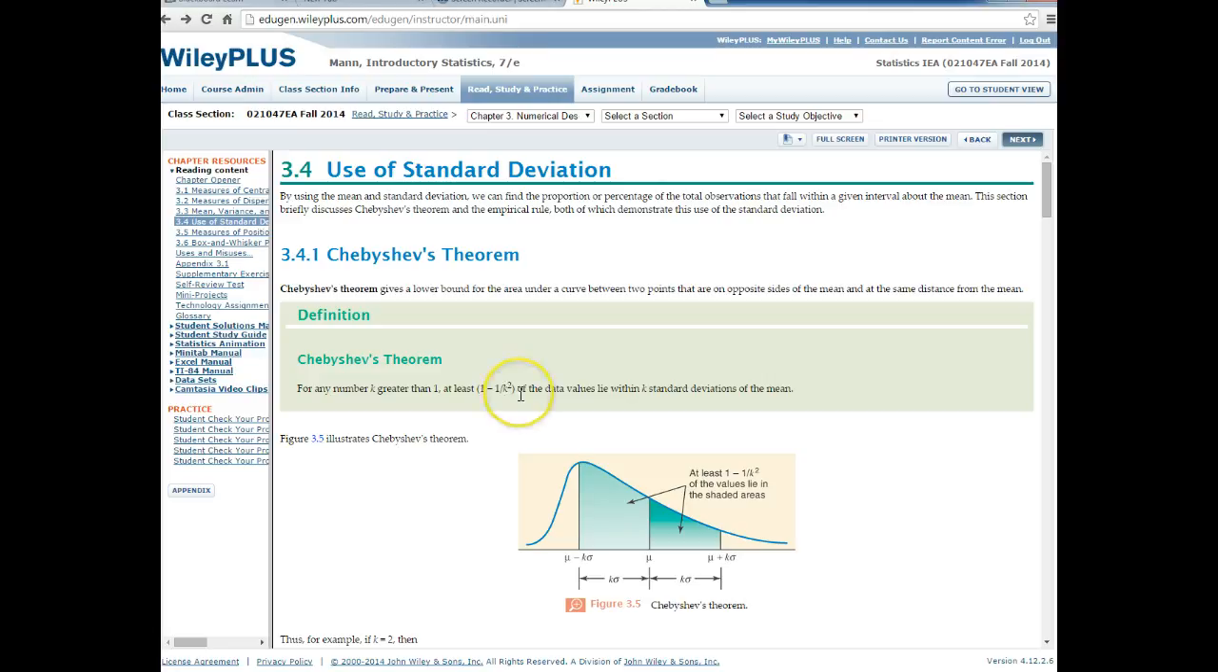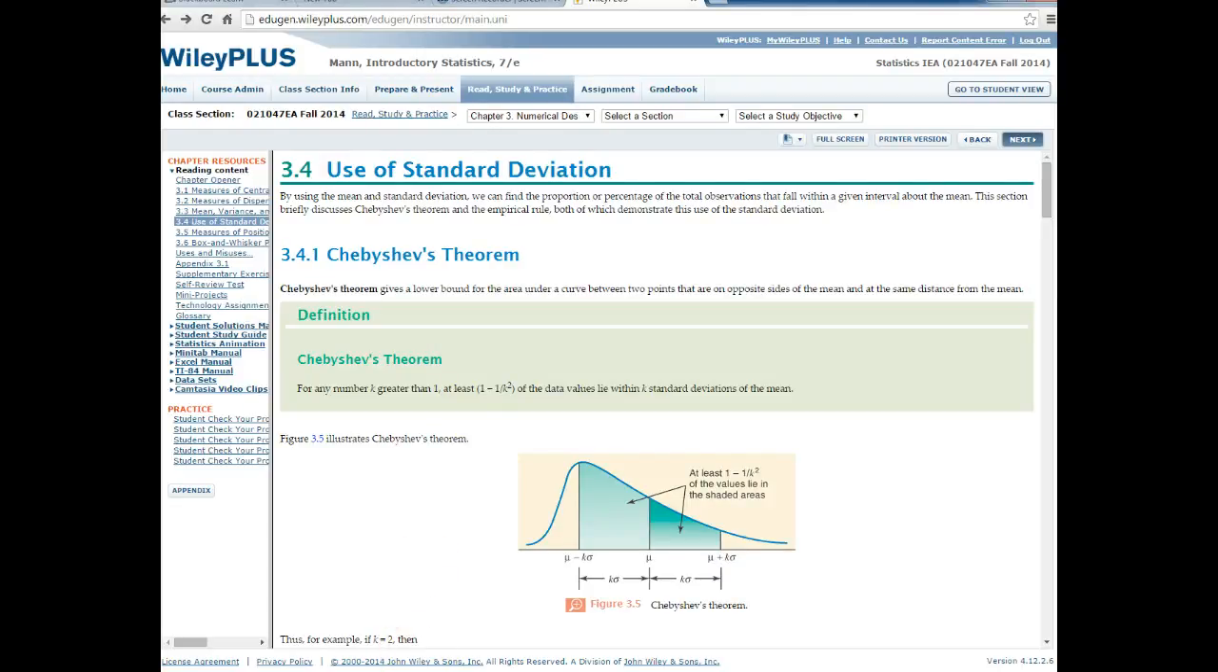So k was 2 standard deviations, k was 2. So 1 over 2 squared is 1/4, right? So 1 minus 1/4 is 75%. So he's going to say I know that at least 75% of all the data will be in there. Let's just try an example.